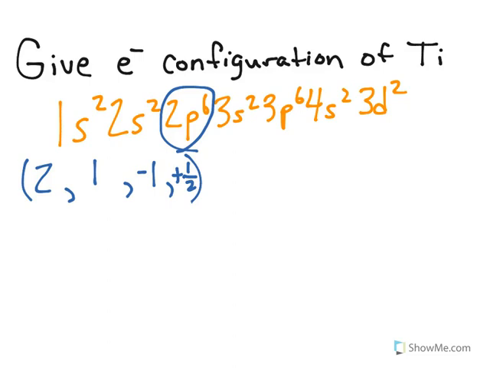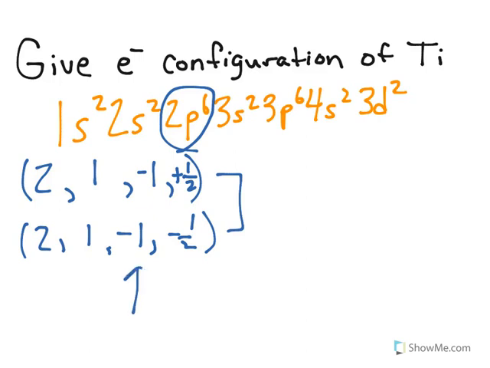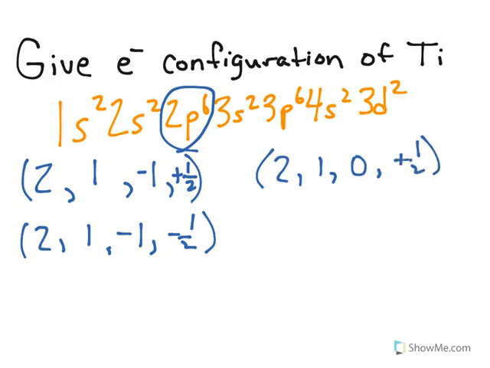Well, I could just as easily then list out all the possibilities here. This could have been 2, 1, -1, -1/2, and these two would be in the same orbital because they have the same M sub L value, but they have opposite spin, so that's good. I could have also done 2, 1, 0, which would just be a different p orbital, plus 1/2. And then I could do that electron's pair, 2, 1, 0, same orbital, but with different spin.